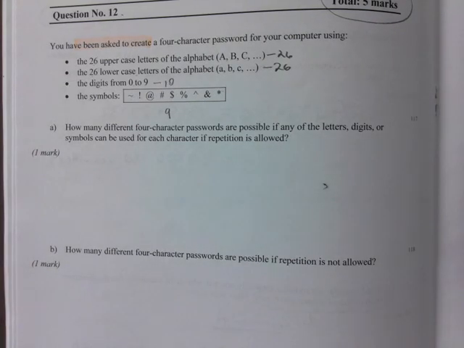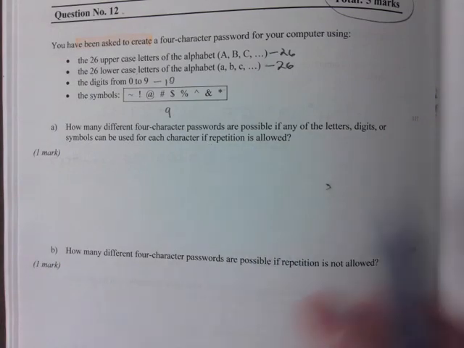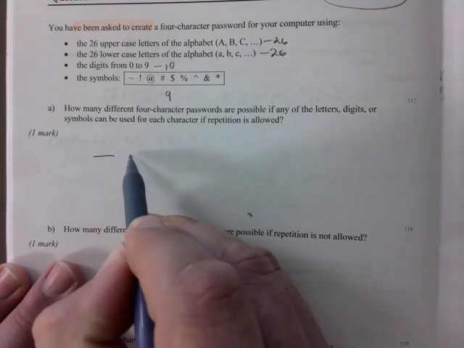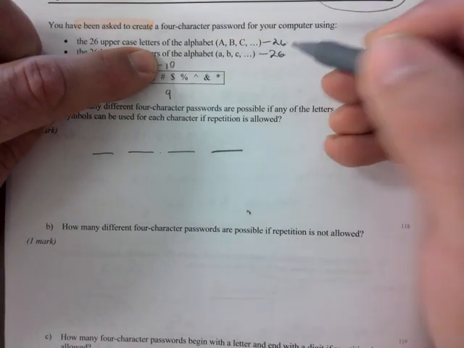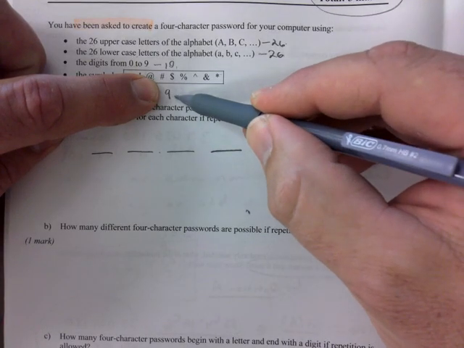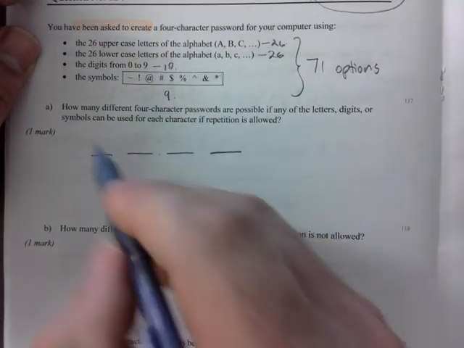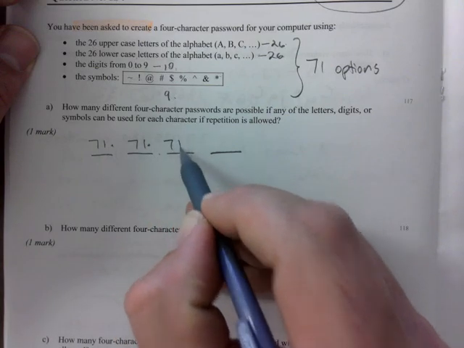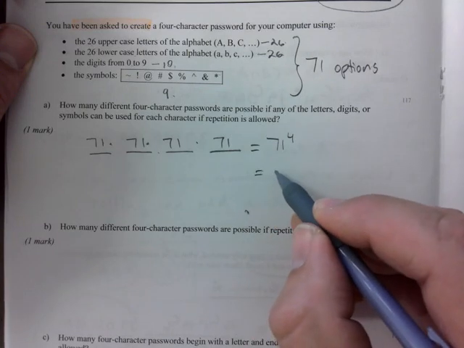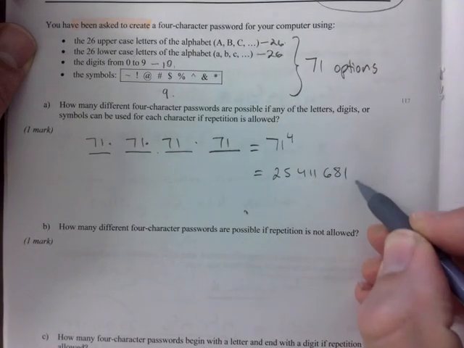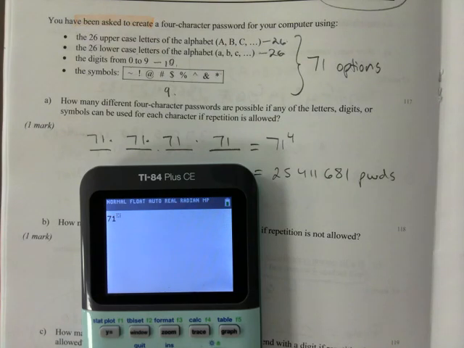A, how many different 4-character passwords are possible if any of the letters, digits, or symbols can be used for each character if repetition is allowed? Okay, so I don't know if you remember, but I used the fundamental counting principle for this. Let's see here, 26 and 26 is 52, plus 10 is 62, plus 9, we've got 71 options. For every single one of those characters, we have 71 options. So it'll be 71 times 71 times 71 times 71. You either do that on your calculator or just know it's 71 to the power of 4. That gives us 25,411,681 passwords. Always add some kind of unit so you don't lose any. Okay, so 71 to the power of 4. That's what I got there.